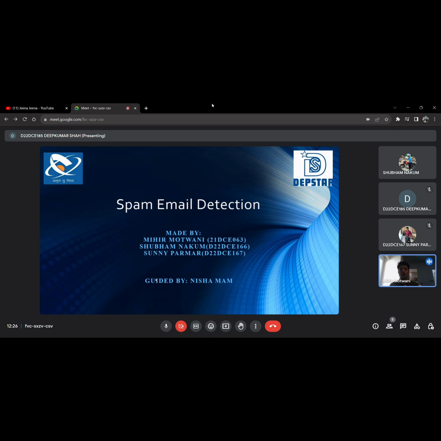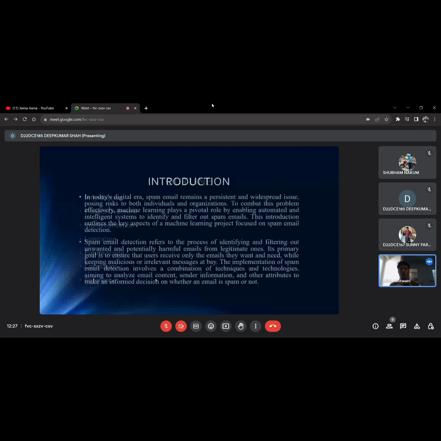Our topic for the ML project is spam email detection. First of all, we have to understand what spam email detection is. Whenever we open our Gmail, we can see a spam section when we click the three slashes at the corner. So what is a spam email? Those are emails which are not of our use, and they can also pose a threat to a company or an individual.